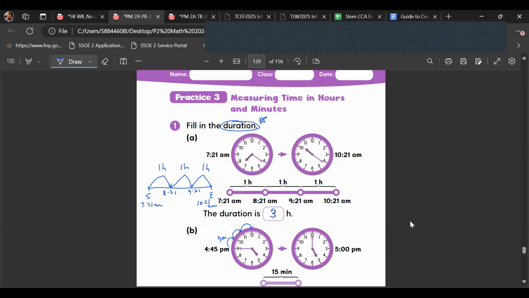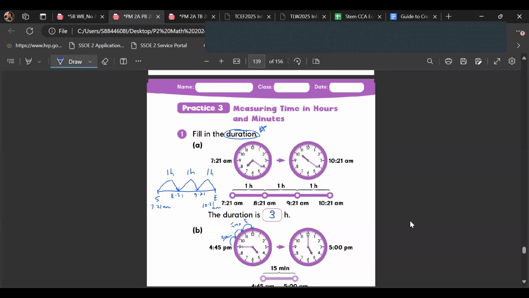So there are times when we count just by hours. There are times when we count just by minutes. And then there are times when we count by hours as well as minutes.